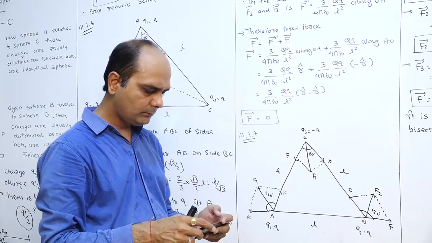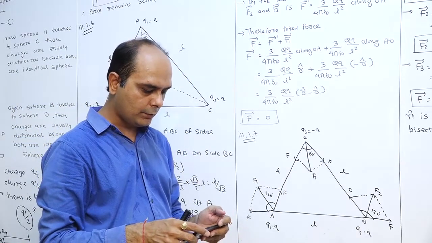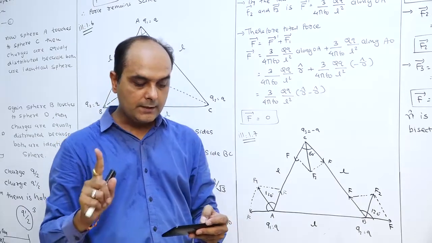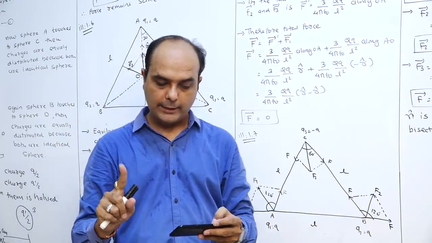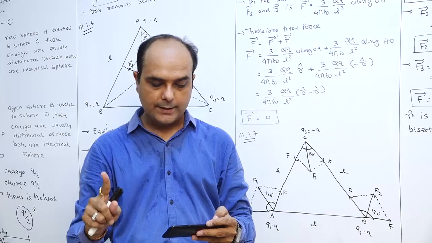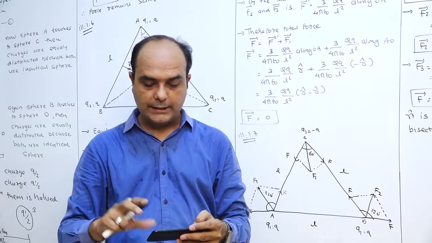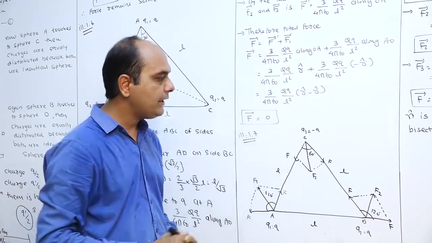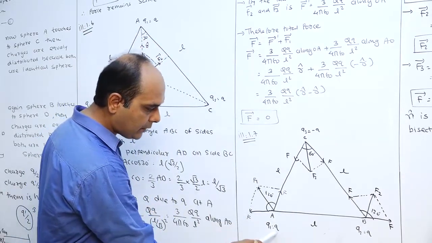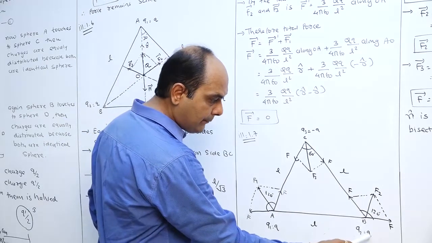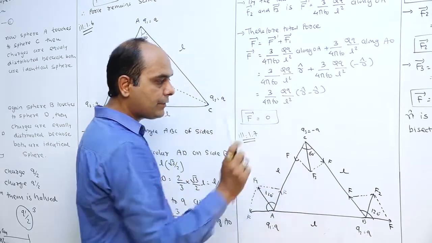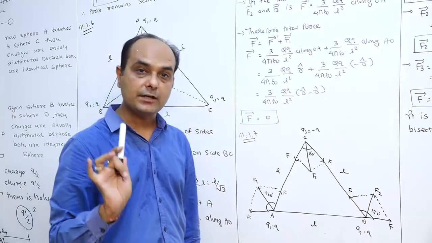Illustration number 7. In illustration number 7, a total of 3 charges are given. Consider charges q, q and minus q placed at the vertices of an equilateral triangle as shown in the figure. What is the force on each charge? At point A plus q charge, at point B again plus q charge, at point C minus q charge.